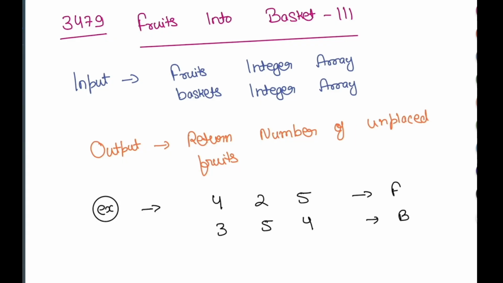But let us say you are not able to place this particular fruit into any of the baskets, then the total number of unplaced fruits is going to be 1. Basically, you need to count this as 1, this as 1 and this as 1, and not 4, 2 or 5.